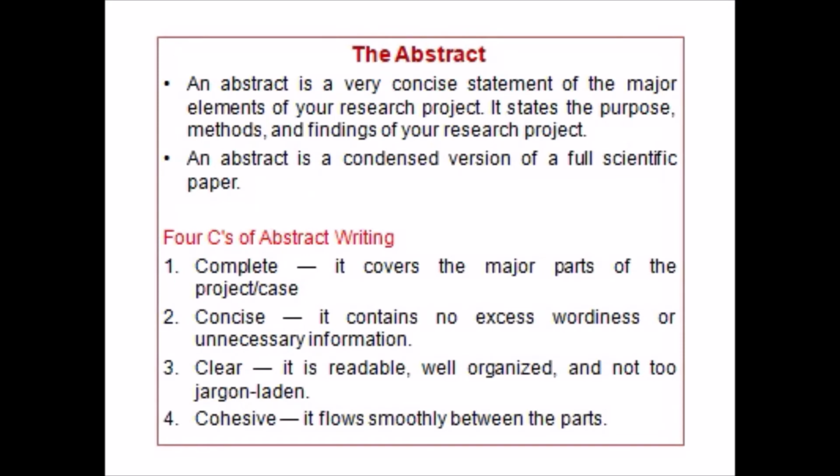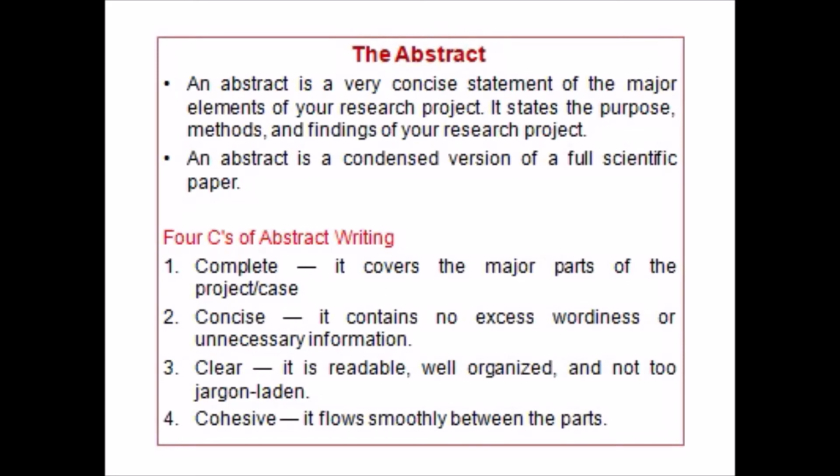The next one is the abstract. An abstract is a very concise statement of the major elements of your research project. It states the purpose, methods, and findings of your research project. An abstract is a condensed version of a full scientific paper.